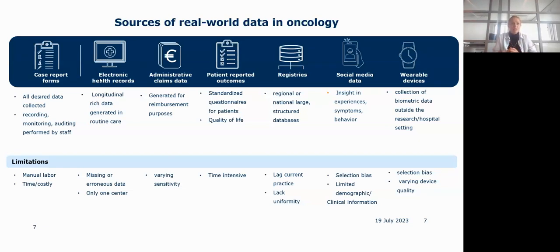Then you have the registries. This is more a collection of data, but here there might be data collected from the records or from other sources, which is very nice because they're regional or national large structures focused on big questions or big diseases. One of the downsides is that since this data needs to be collected in the registry, there might be a lag of a few years, and not all registries are based on the same structure.